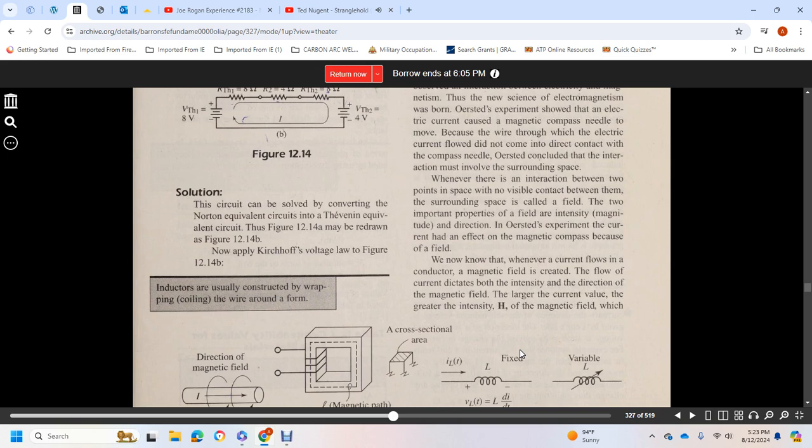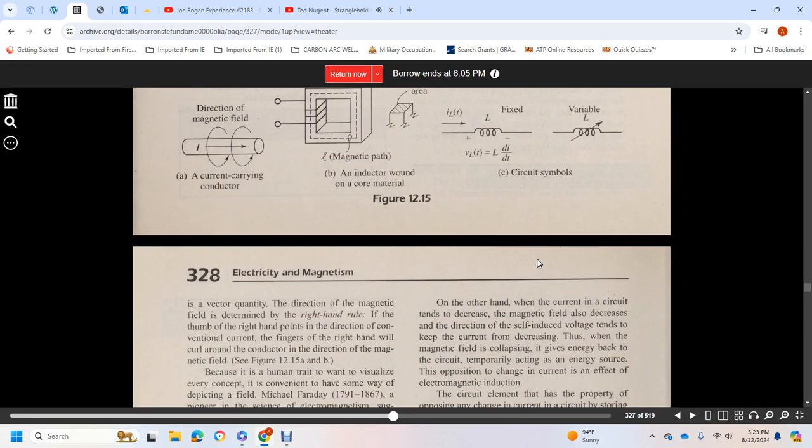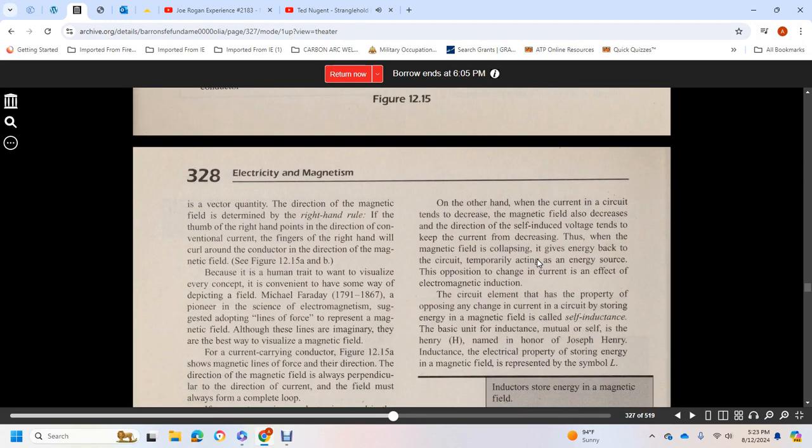We know that wherever current flows through a conductor, there is a magnetic field. The greater the current, the greater the intensity of the magnetic field. The magnetic field intensity, H, is a vector quantity, and the direction of the magnetic field is determined with the right-hand rule. If the thumb of the right hand points in the direction of the conventional current, the fingers of the right hand will circle around the conductor in the direction of the magnetic field.